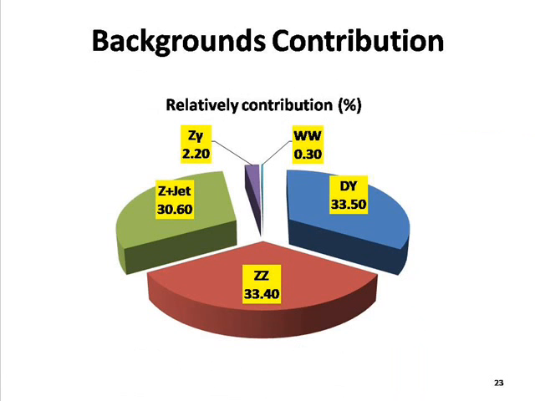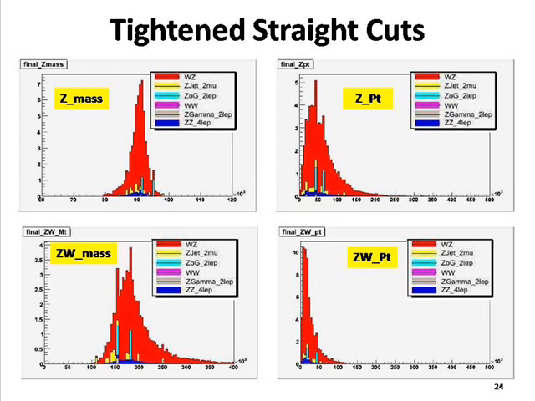Most of the background comes from Z plus jet, ZZ, and t-tbar, which is pretty reasonable. Here are the four key plots. The red region is the WZ signal, and the other colors are the backgrounds. You see our selection criteria is very effective.